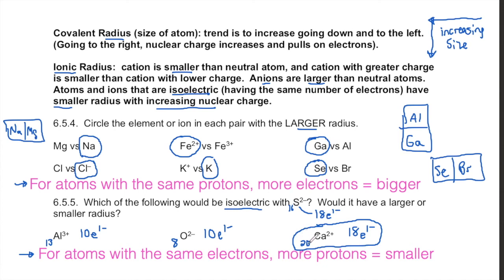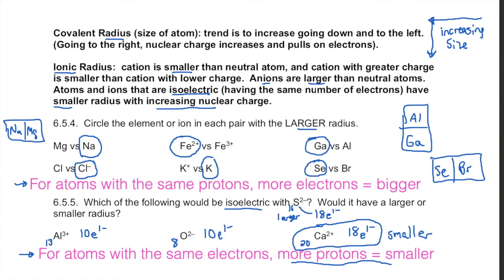The next question is whether the calcium would be smaller or larger than the sulfur ion. Since calcium has 20 protons pulling on those electrons and sulfur only has 16 protons, this is going to be smaller. More protons would make it smaller, so the calcium would be smaller. The calcium ion would be smaller than the sulfide ion. So the sulfide ion would be larger.